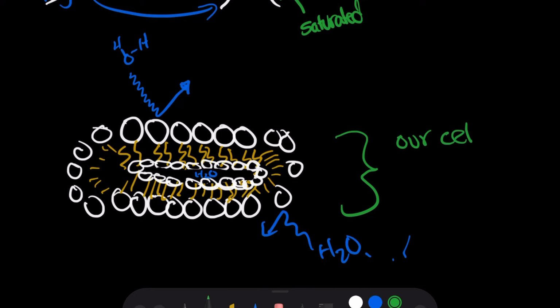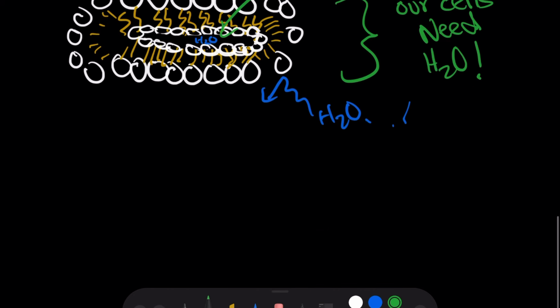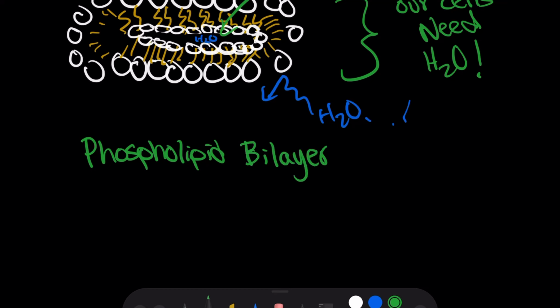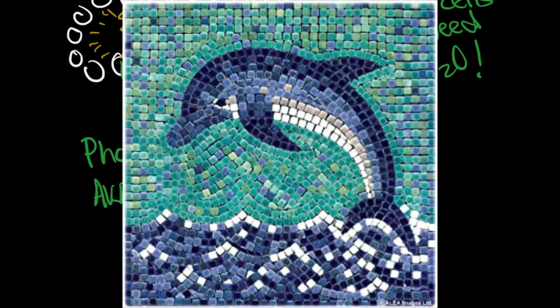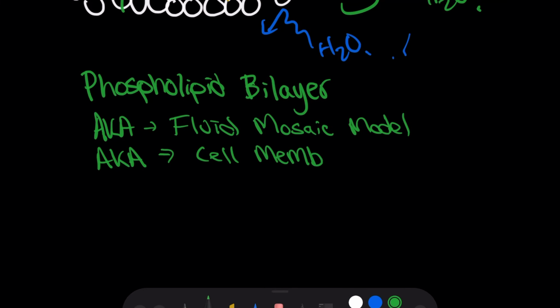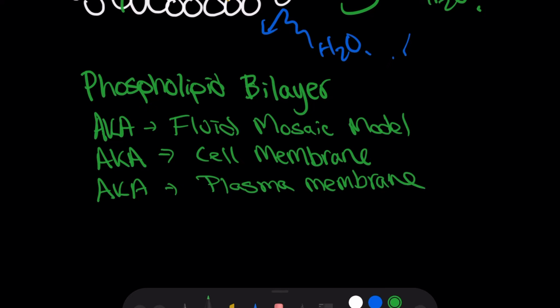Our cell membranes make up a double layer because our cells need water on the inside too. This double layer is called the phospholipid bilayer. Bilayer means two. One layer on the inside, one layer on the outside. Another name, actually several other names. We call this the fluid mosaic model, like mosaic tile. It has a lot of different pieces. We also call this the cell membrane, as I've been saying throughout this video. We call it the plasma membrane as well. So it's got a lot of different names. We do need to know them all.